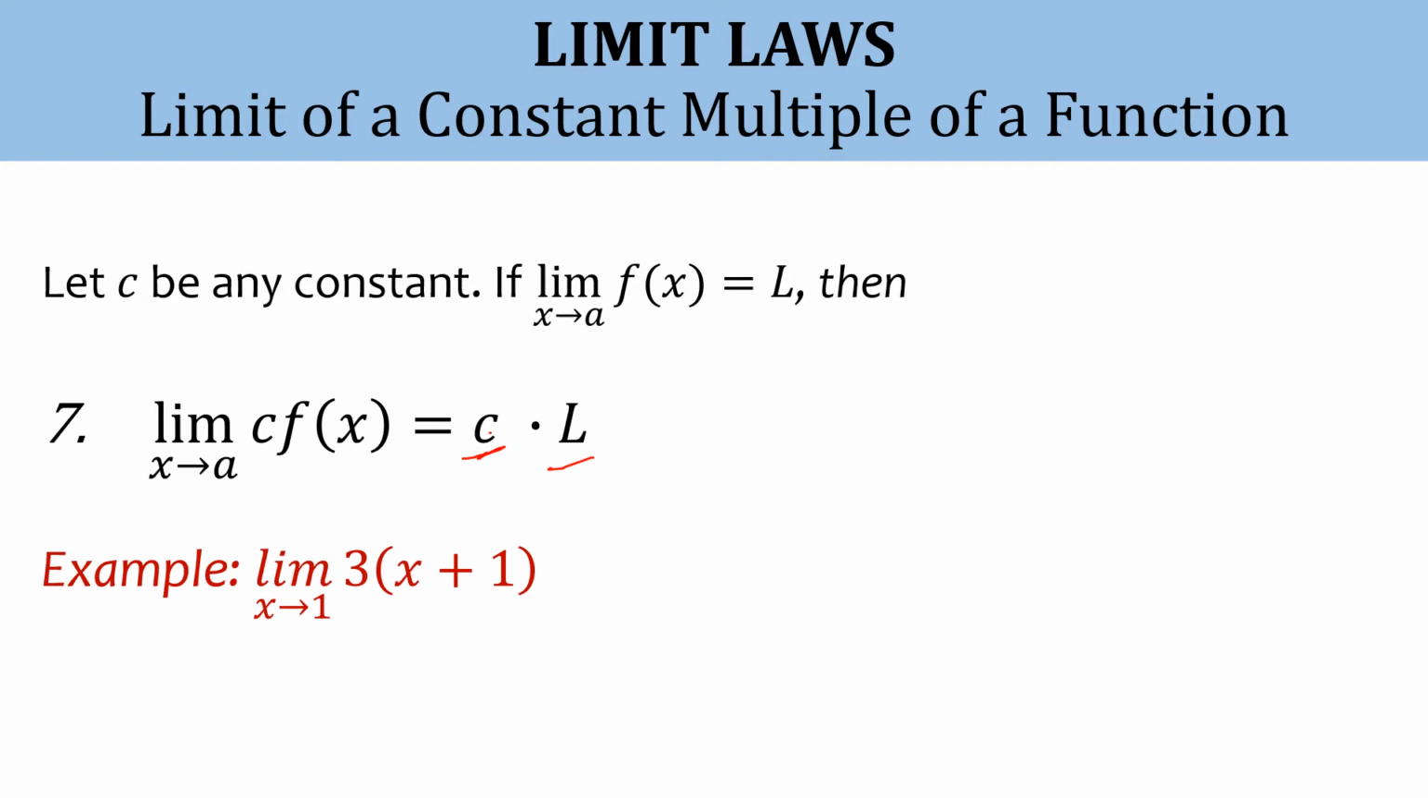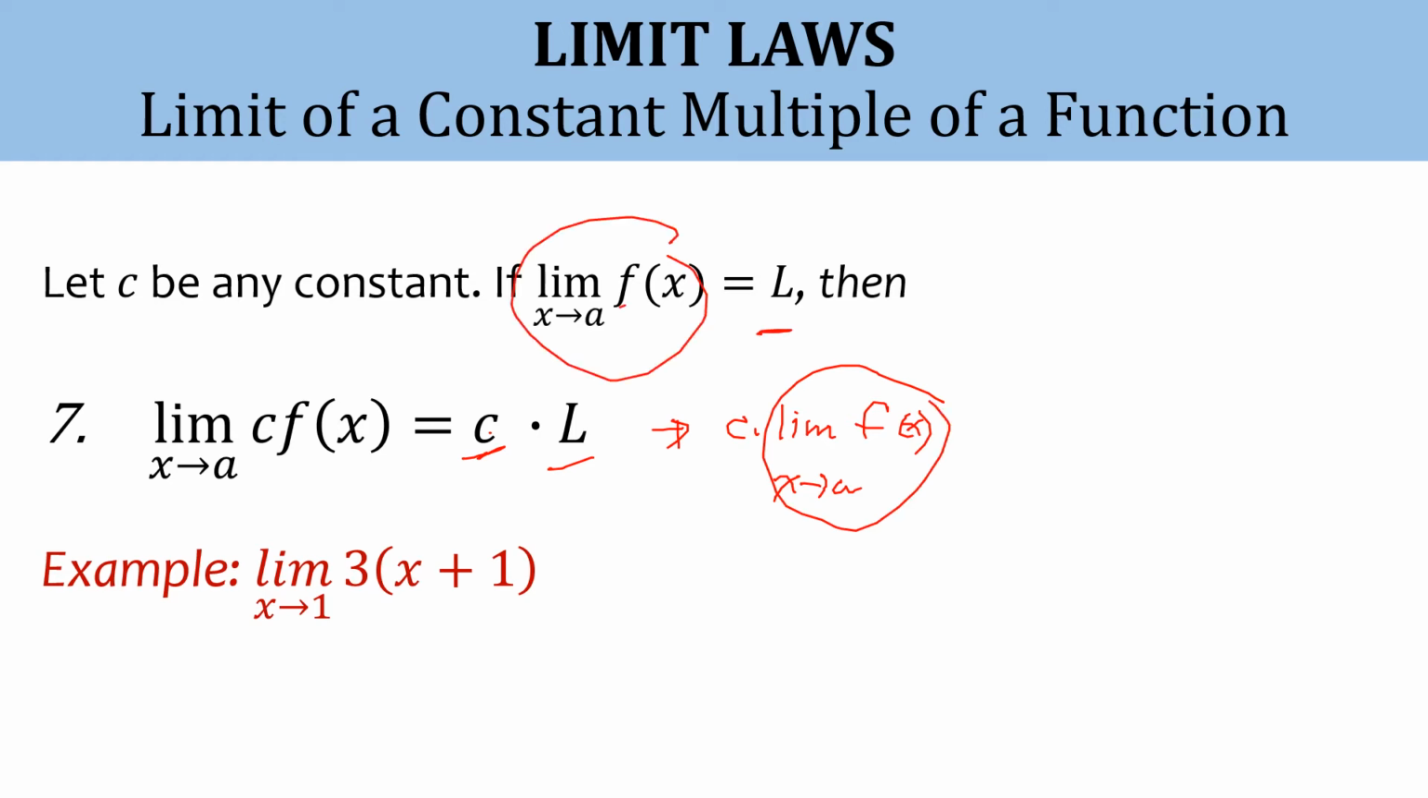So we can view it this way: c times the limit of f of x as x approaches a, and you know that this one here is just L. That's why it's c times L. So this is what we're going to do. We can rewrite it as 3 times the limit of x plus 1 as x approaches 1, right? We'll do the longer process first so that you understand how it goes.